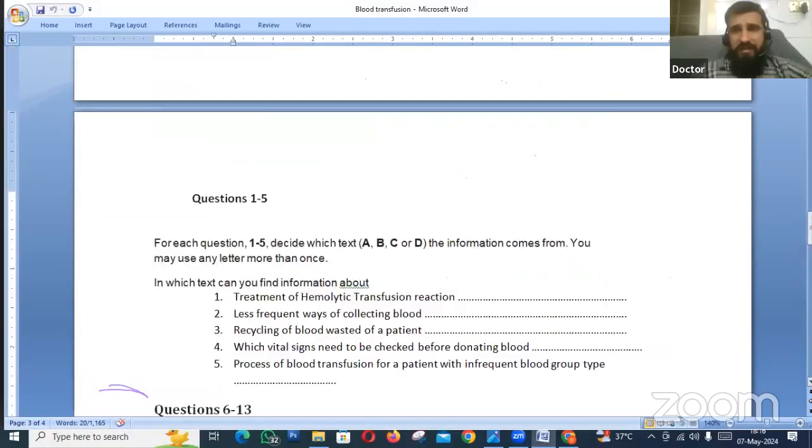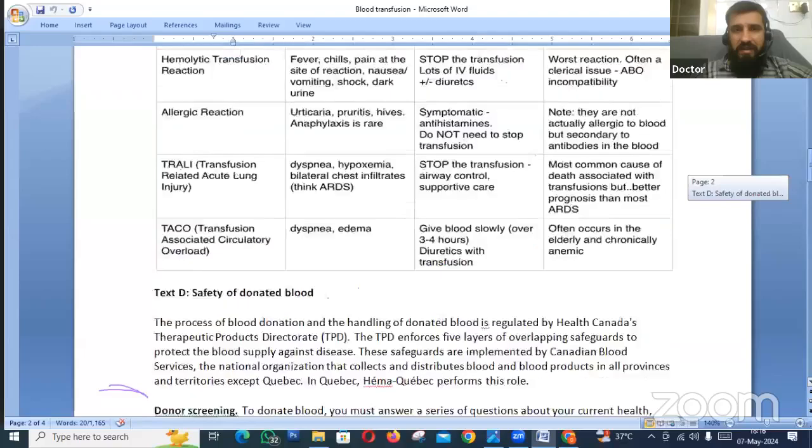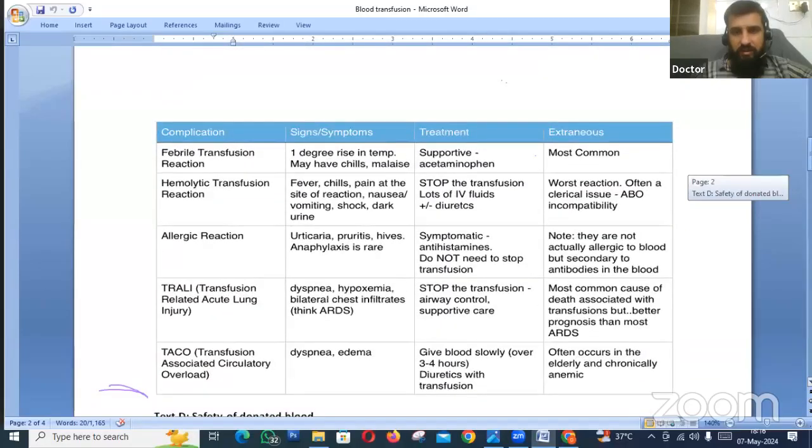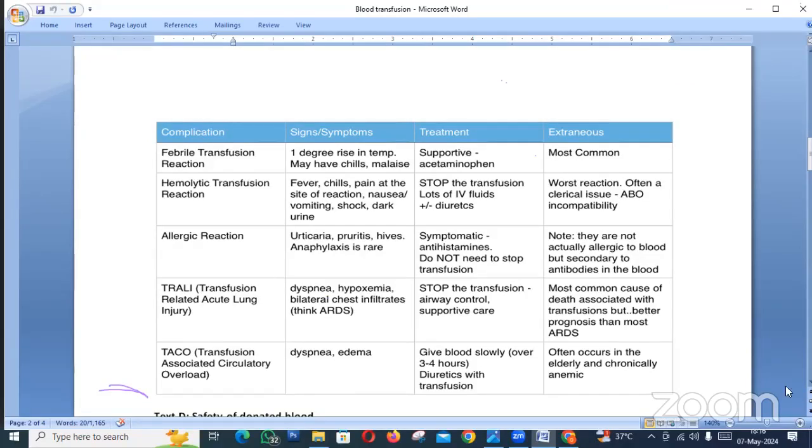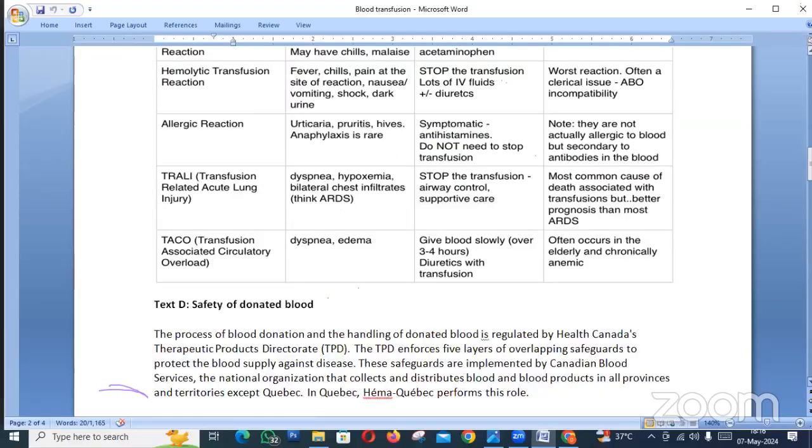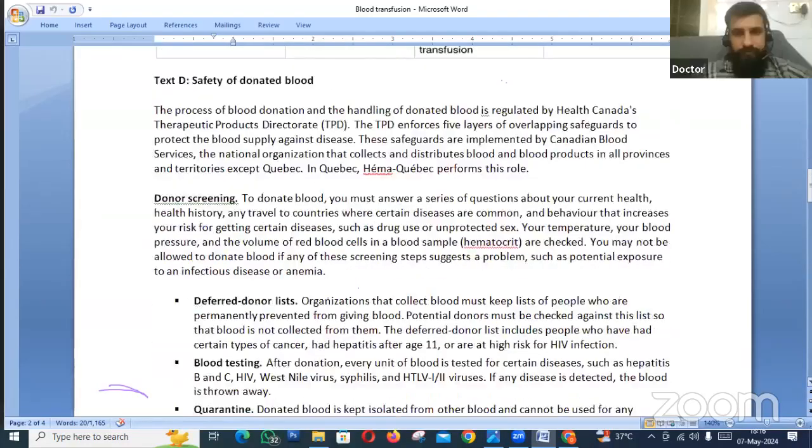If you remember, the screening is mostly in D, not in C. Is there any mention of hepatitis here in C? Screening? No. It's in D, sir. Yeah, maybe the D. The last one, yeah. Okay.